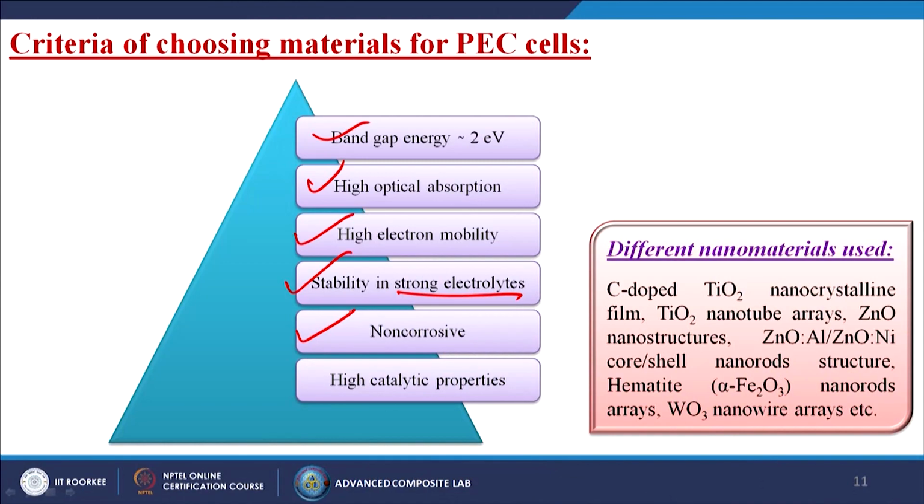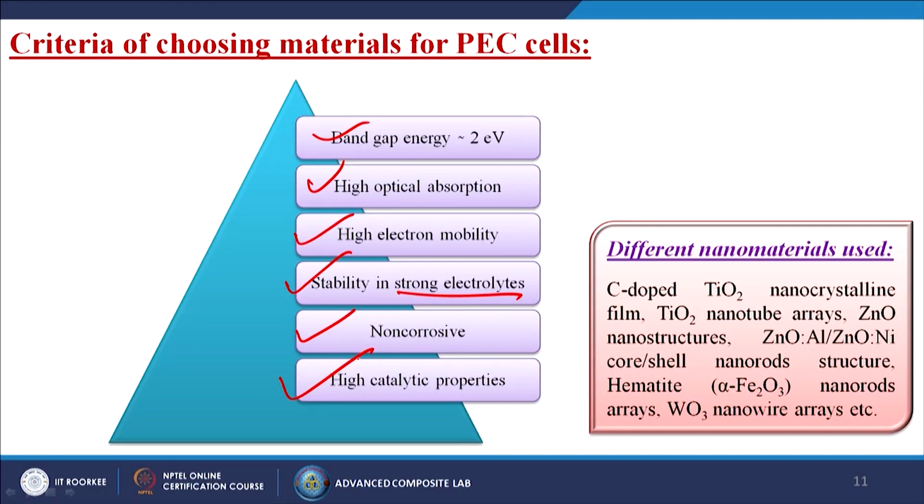It should be non-corrosive, that means after reacting or maybe after dissolution, it should not create any corrosiveness to the electrodes or to the container itself, and it should have high catalytic properties. Now, what kind of materials are scientists using nowadays? Basically, they are using carbon doped titanium dioxide nanocrystalline film, titanium dioxide nanotube arrays, zinc oxide nanostructures, and combinations of composites like aluminium zinc oxide with nickel core shell nanorod structure. So, it is one kind of hybrid structure, hematite nanorod arrays, then tungsten oxide nanowire arrays.